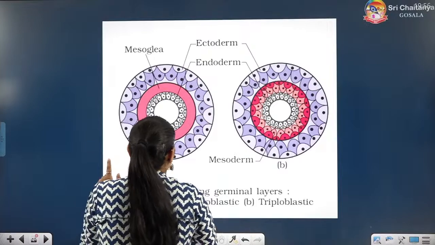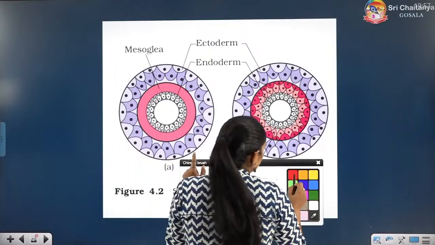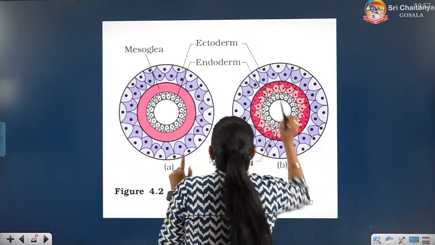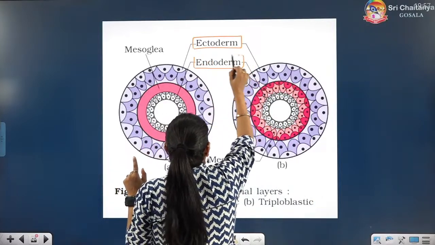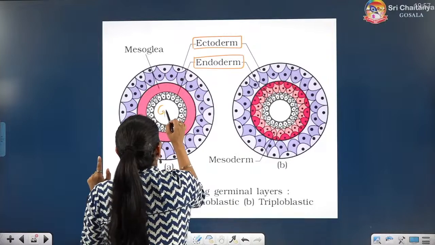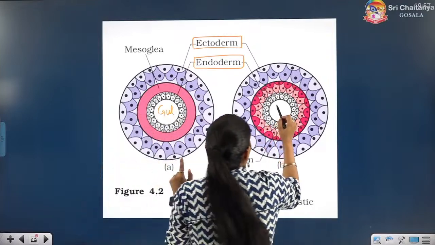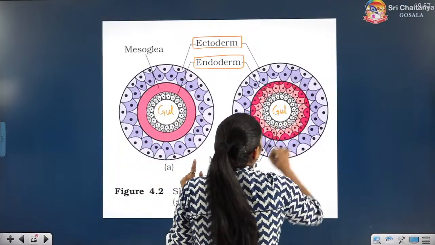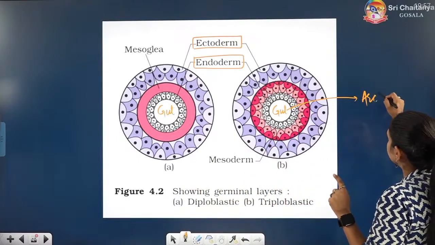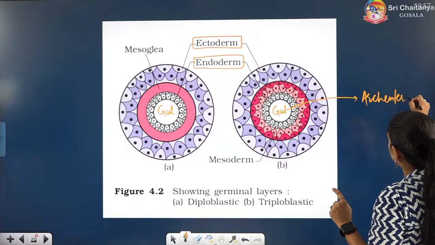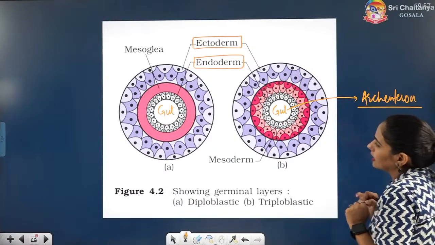Here you can clearly see where the ectoderm is and where the endoderm is. In between you can see the gut here, everyone. Are you able to see the gut here? The gut is the primitive gut. This is also known as archenteron. The primitive gut is also known as archenteron.